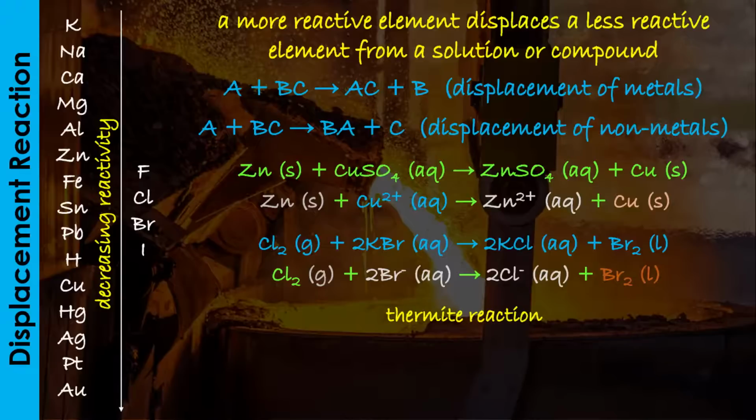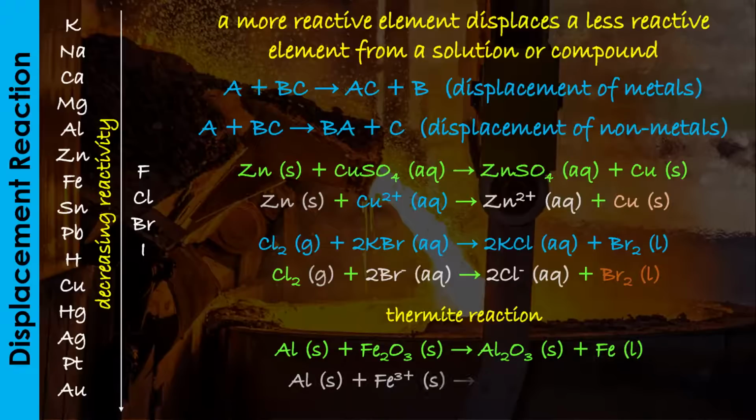This reaction occurs when a powdered mixture of aluminium and iron(III) oxide, also known as the thermite mixture, is lit. The aluminium metal displaces the iron(III) ion from the oxide to form molten iron, which fills the cracks between the rail tracks and binds them together when it solidifies. This is possible because aluminium is higher than iron in the reactivity series for metals.